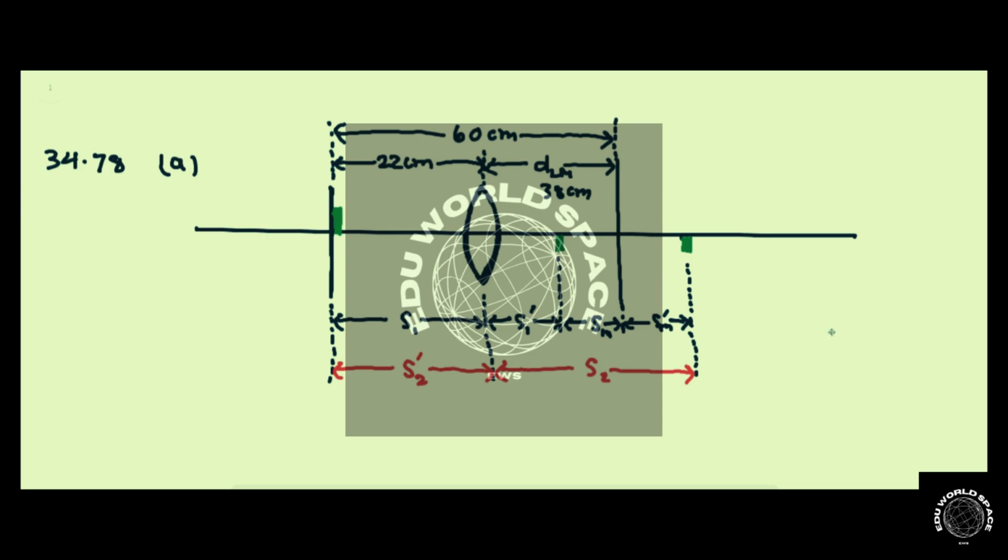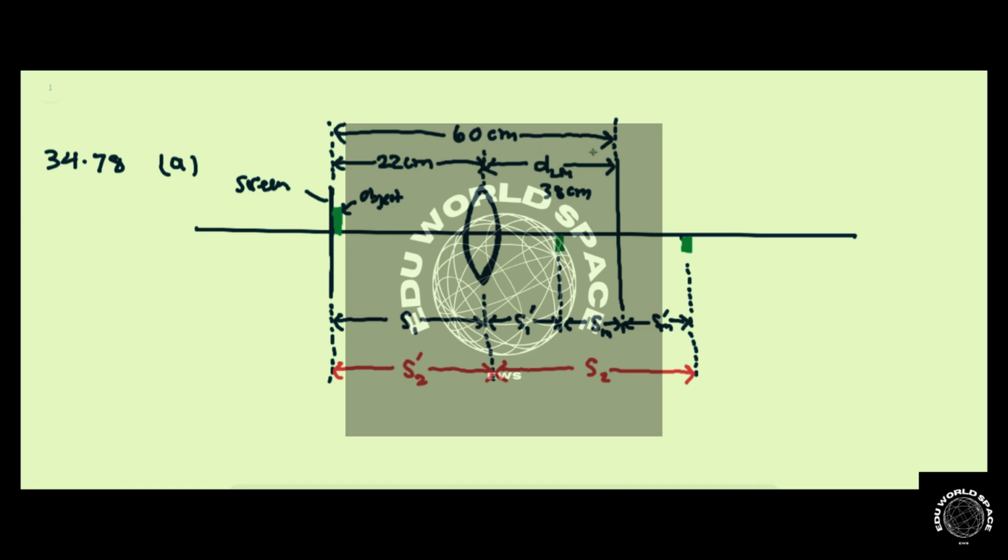In problem 78, we have a screen, which is given over here. This is the screen. And then we have an object given in green. And the object and the screen are basically the same distance away from a converging lens.